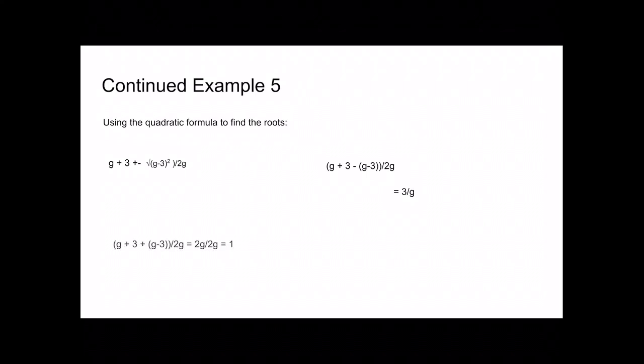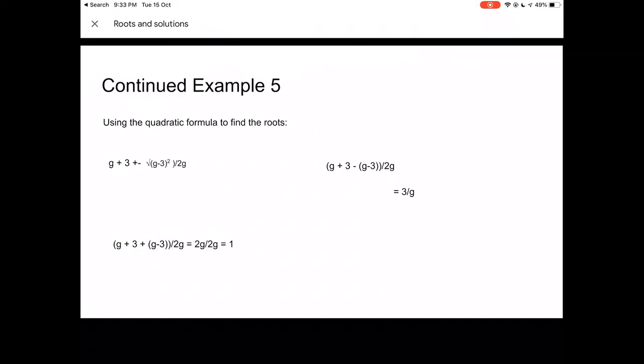If we do g plus 3 plus the discriminant, so that becomes g plus 3 plus in brackets g minus 3. And that should give you, so g plus g becomes 2g, and 3 plus negative 3, those cancel out. So it becomes 2g over 2g, and that simplifies to 1. So the roots of the equation will be 1 and 3 over g.